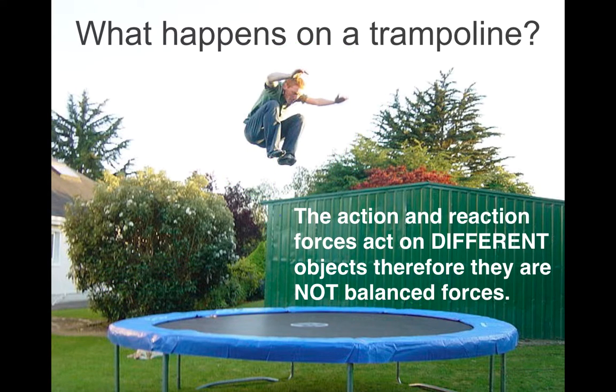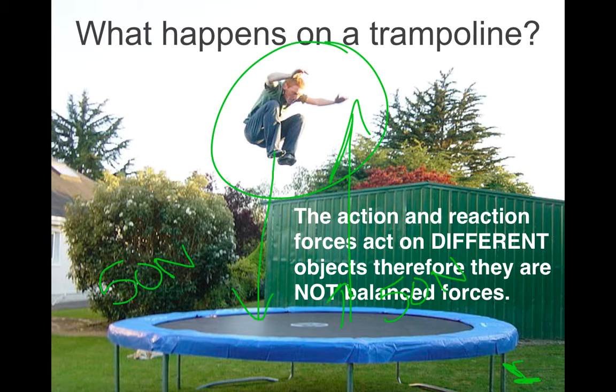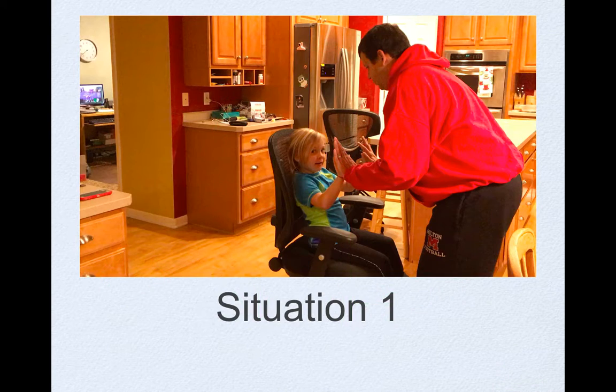Okay, so the action and reaction forces act on different objects. Therefore, they are not balanced forces. They're equal forces, but not balanced. There's balanced forces acting on the trampoline, but the guy jumping has unbalanced forces. So let's look at a couple of situations.